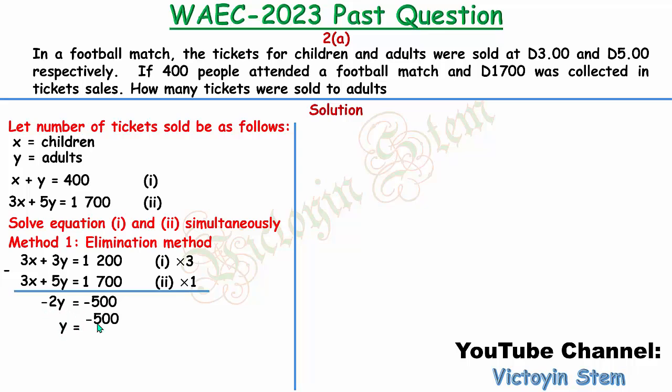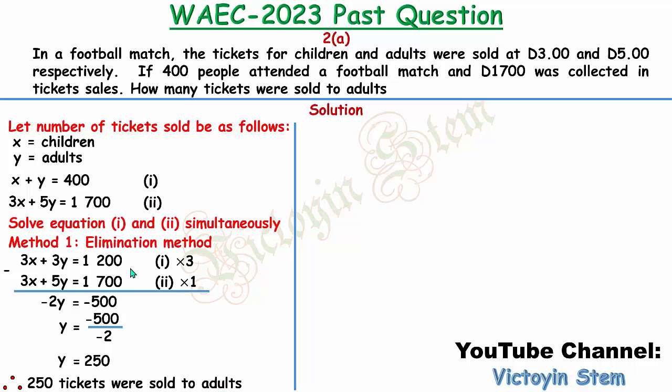Therefore, y will be equal to minus 500 divided by minus 2. Y will now be equal to 250. Therefore, 250 tickets were sold to adults. Is that okay? 250 tickets.